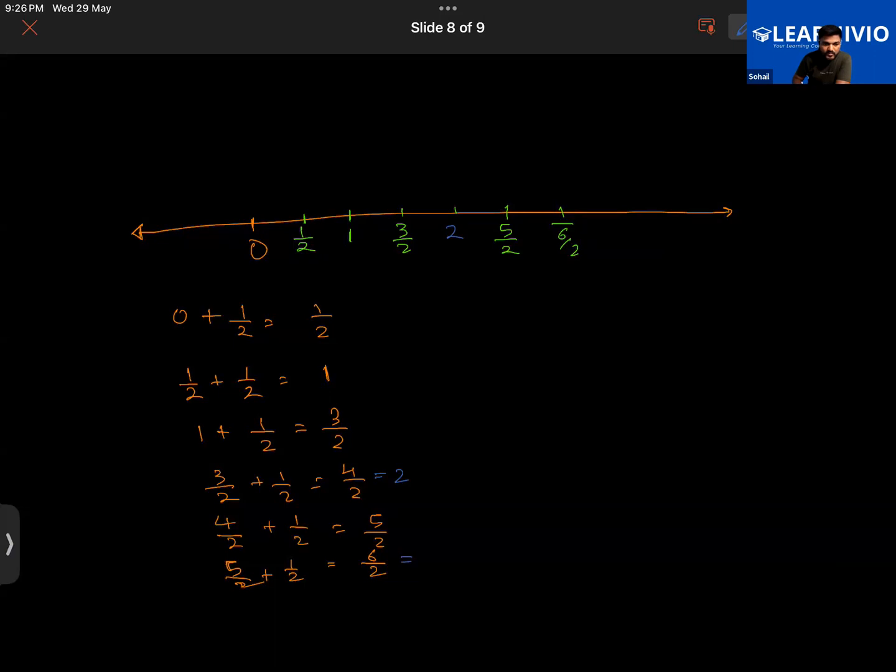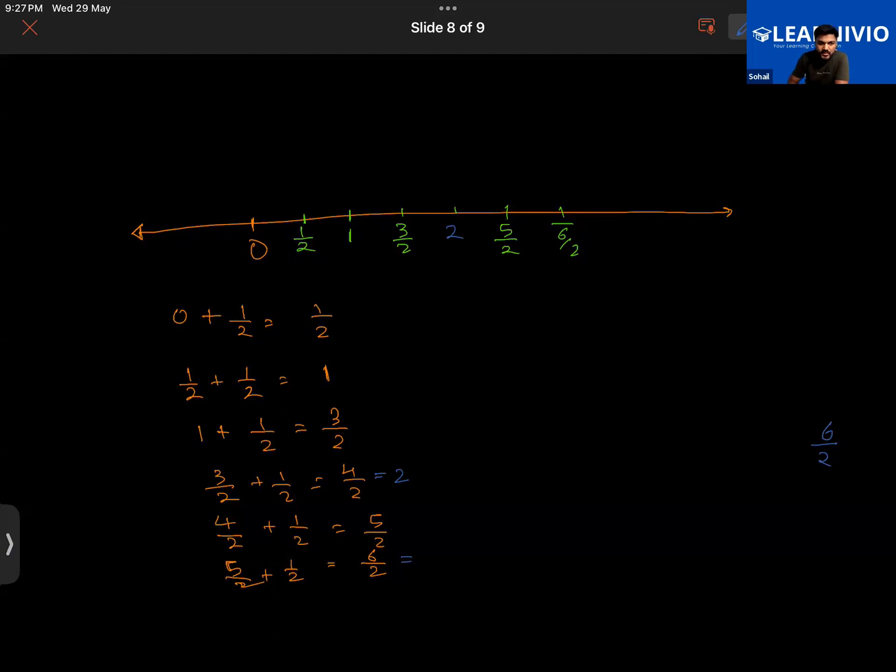How can it be written as 2? 6 divided by 2, that equals to what? 6 upon 2 is what? Simplify it. Simplify 6 upon 2. Simplify the fraction. 1 upon 3? How can it be 1 upon 3?